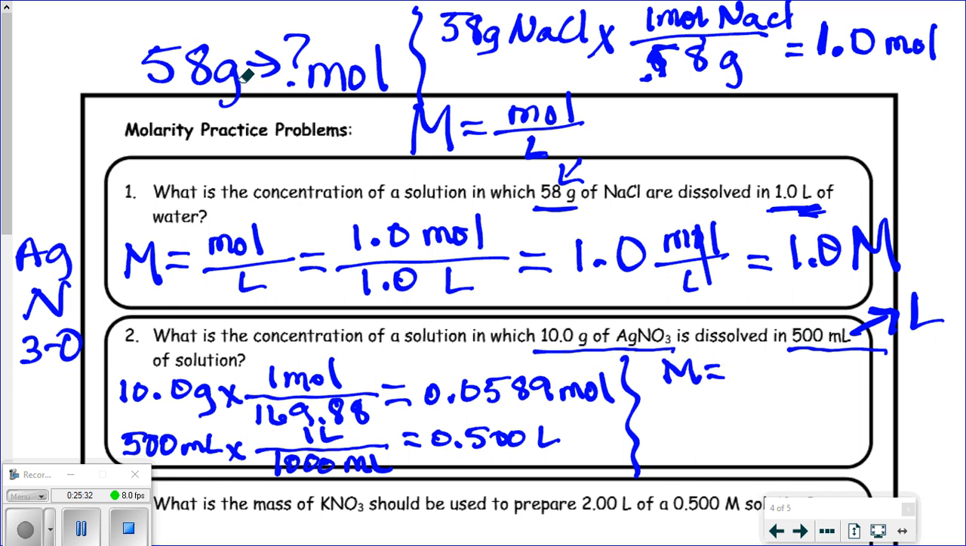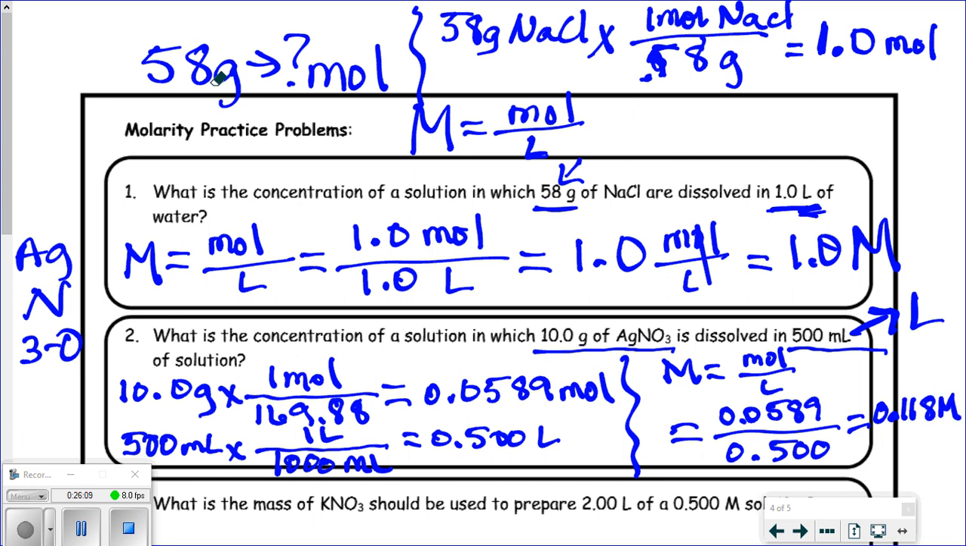Now I'm going to plug this in. Big M equals moles over liters. The moles is 0.0589, and the liters is 0.500. So 0.0589 divided by 0.5, and I get 0.1178. With 3 sig figs, it should be 0.118 big M. So it's not too bad.